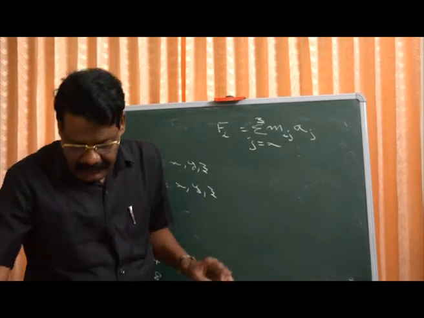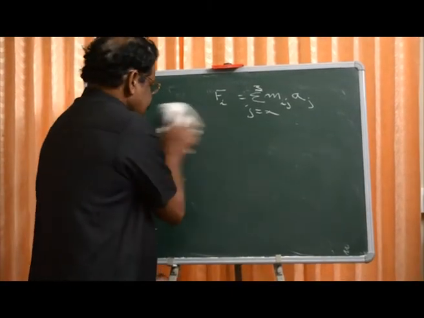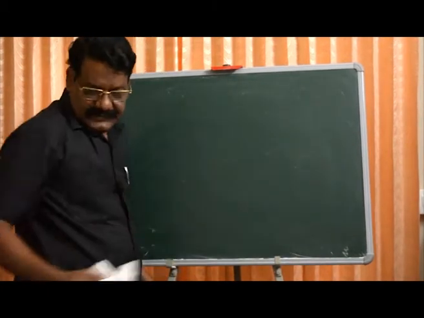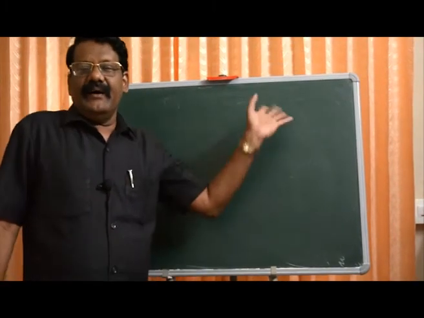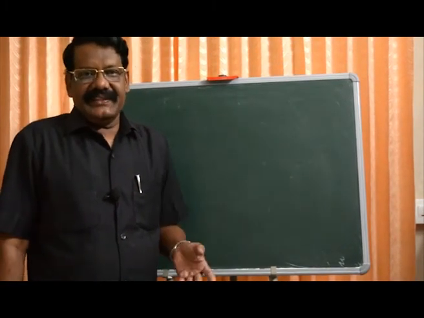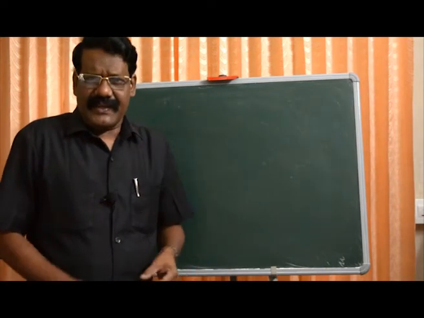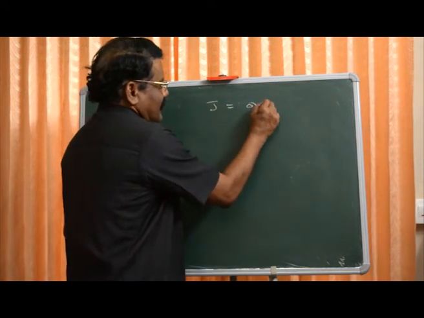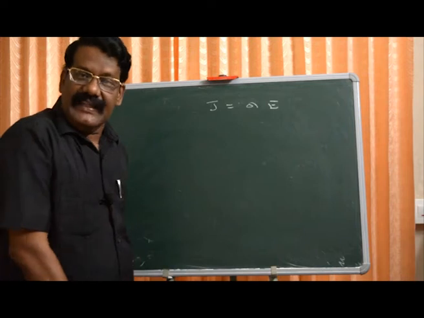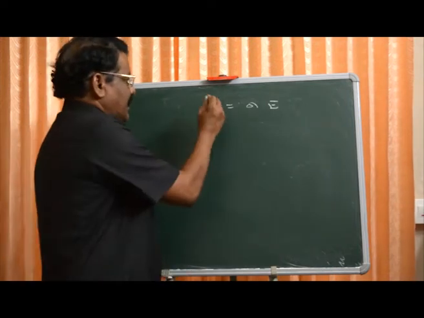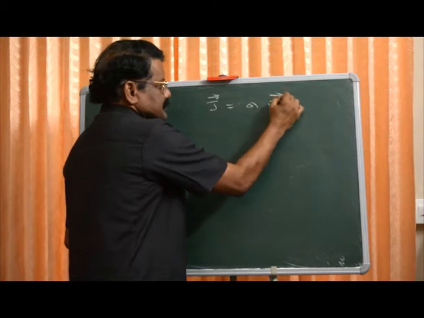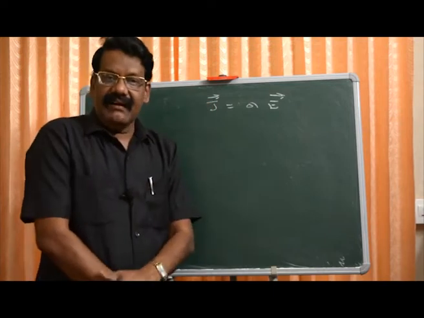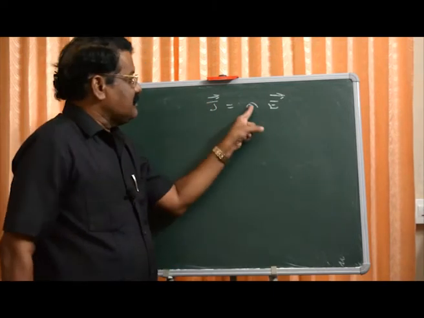Correct? Now, let me quote another beautiful example of how a tensor arises in certain other respects. For example, you may be familiar with this relation: J is equal to sigma E. J is called the current density, E is called the electric field and sigma is called the conductivity.